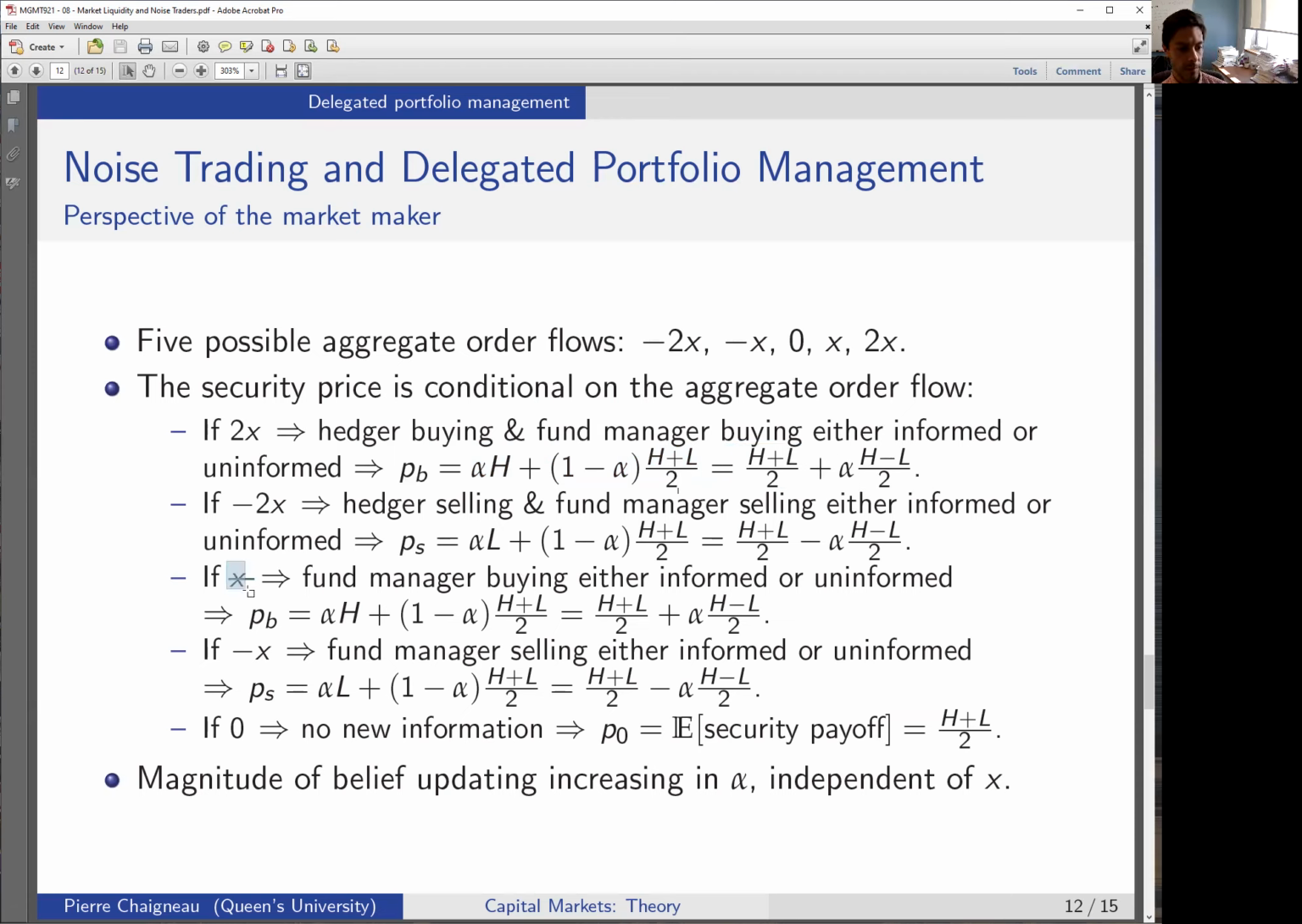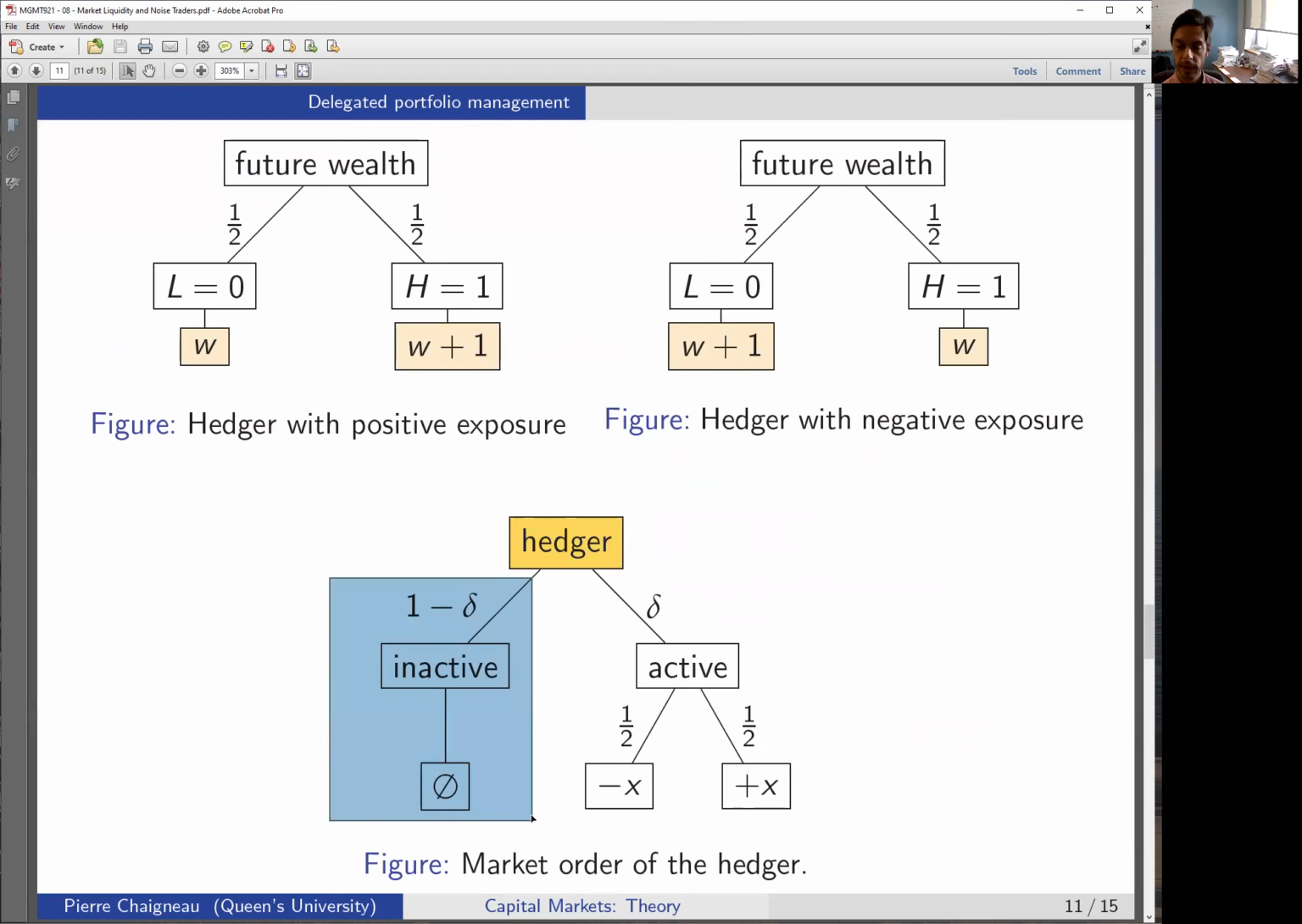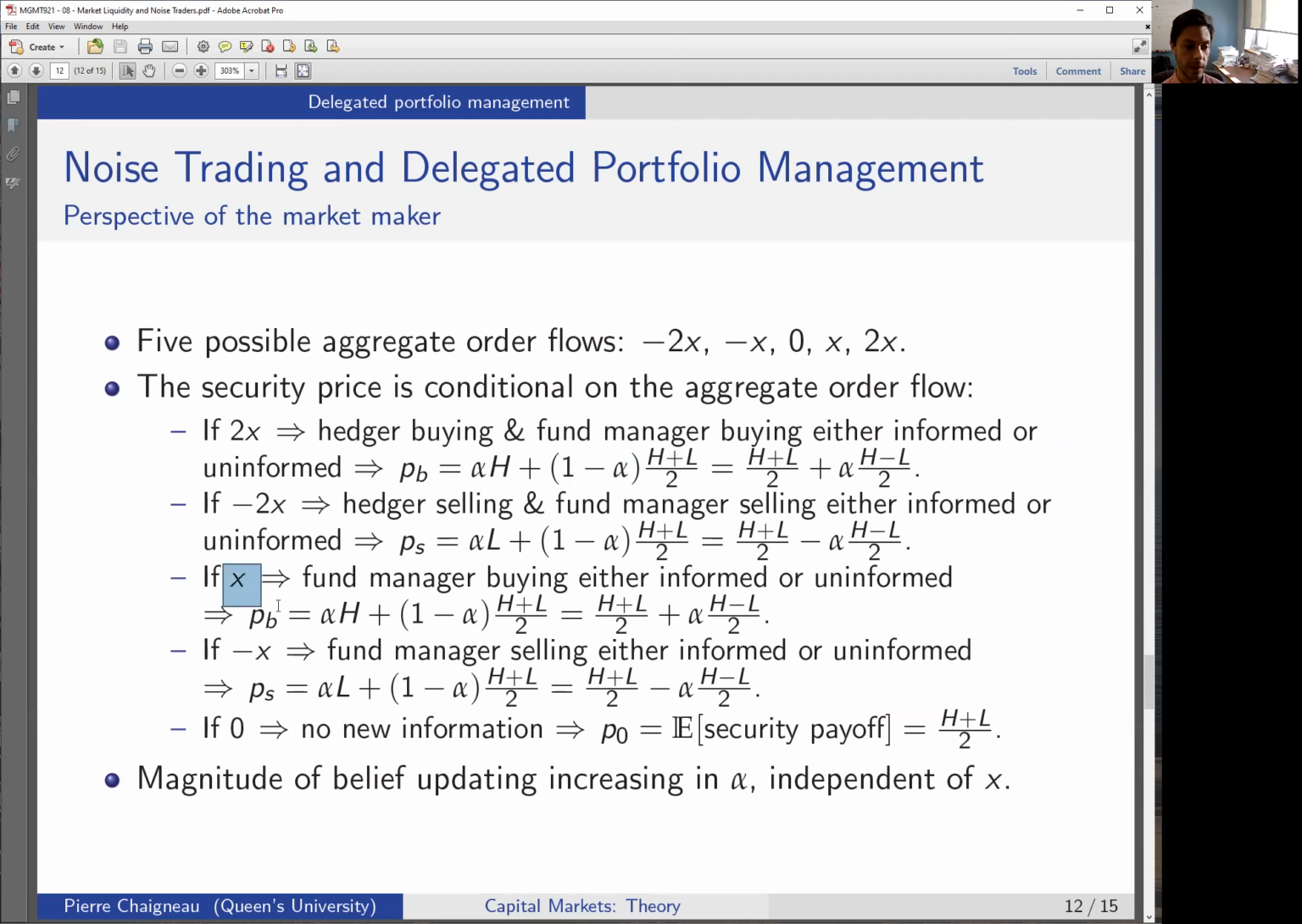Now, what if the order is X? When can the aggregate order flow be equal to X? Well, the fund manager is always buying or selling. And so when you observe an order flow of X, it means that simply the hedger was not trading. So when you observe an order flow of X, belief updating is exactly the same as when you observe an order flow of 2X. It means that the fund manager was buying. But once again, this trade might have been informed or uninformed. So it was informed with probability alpha and uninformed with probability 1 minus alpha. So it's exactly the same thing as here. Same inferences, same belief updating.